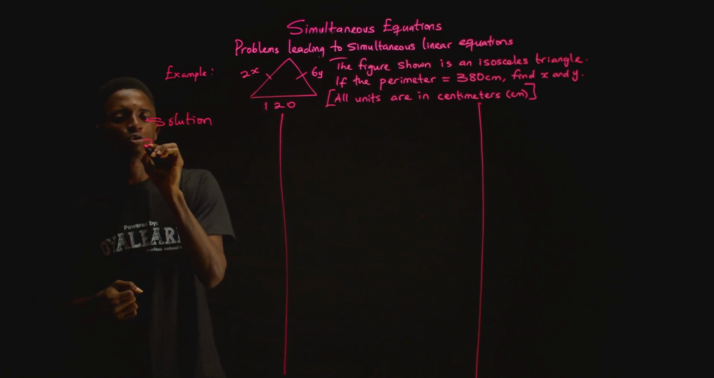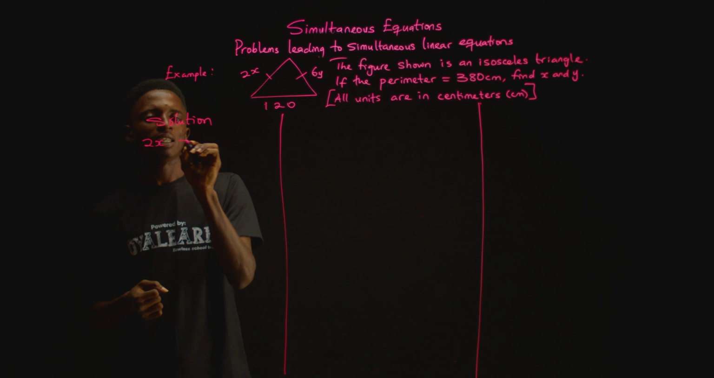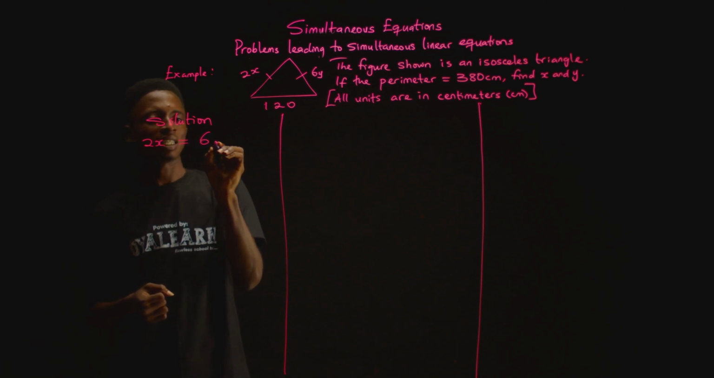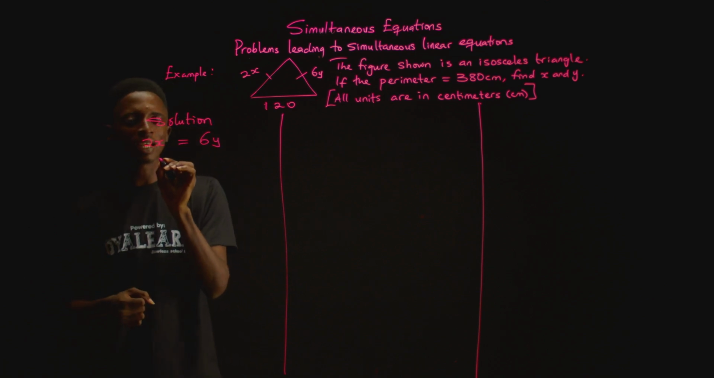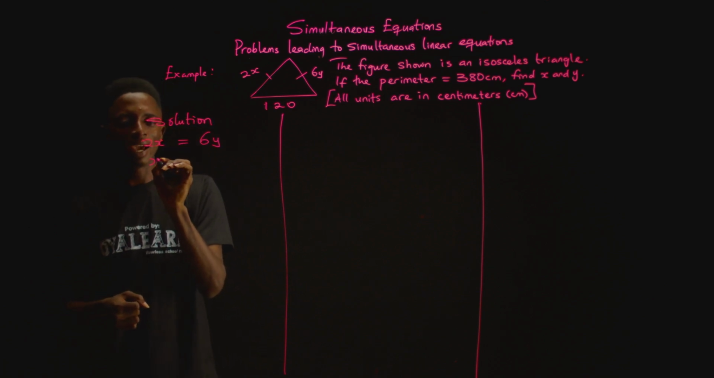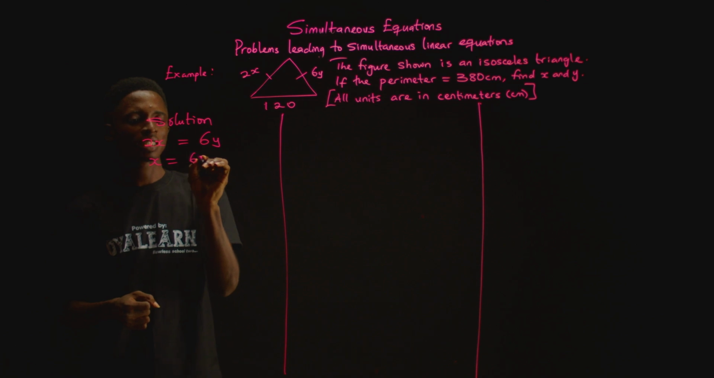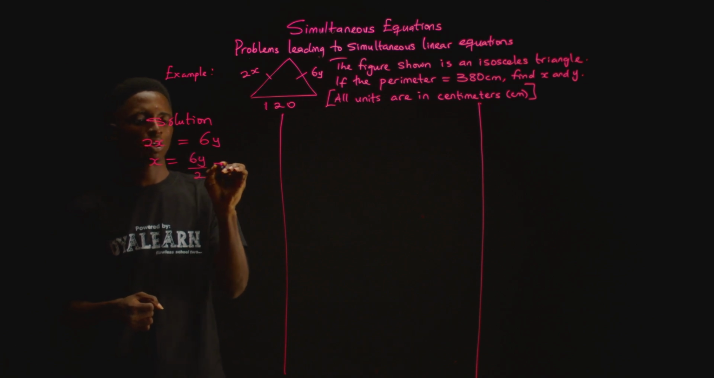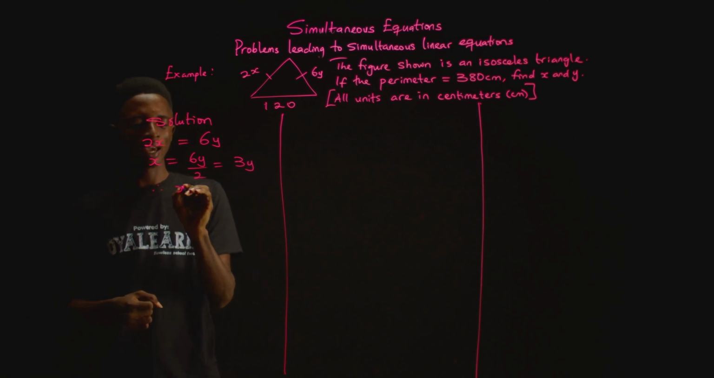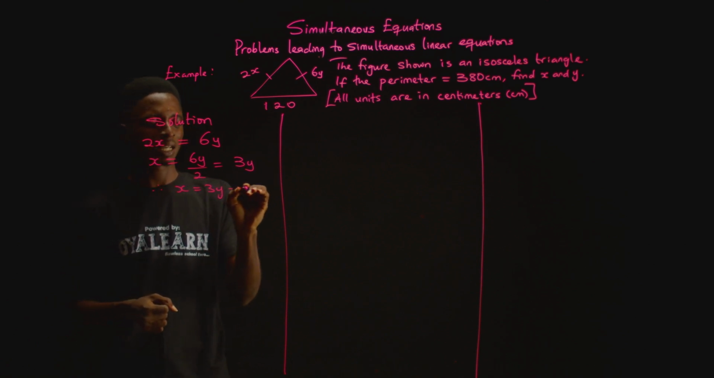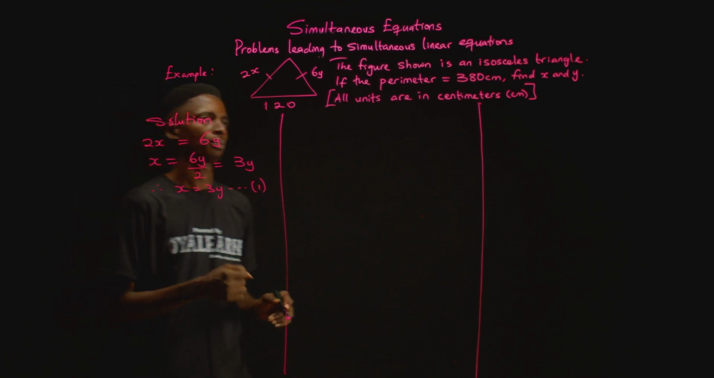Hence, 2x equals 6y. So from here we can say our x would then be 6y divided by 2, which would give us 3y. Therefore, x equals 3y. This is our equation 1.